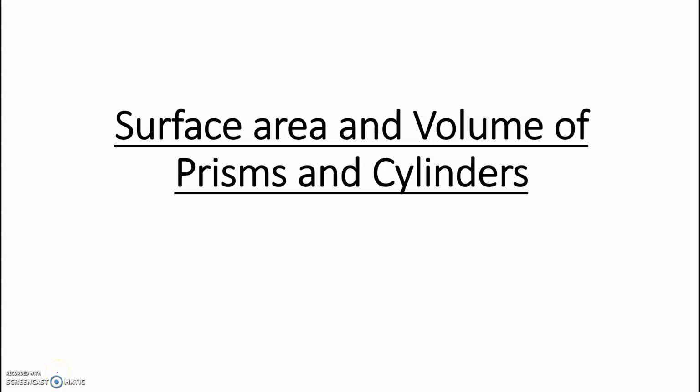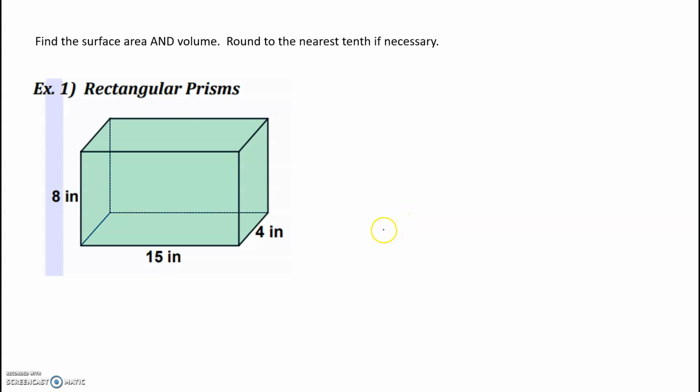Hey guys, today we're going to move into surface area and volume of prisms and cylinders, because they do kind of use the same formulas. So let's start with a prism. The way you name a prism is based on the bases. So in this shape, the bases are both rectangles, so you would call this a rectangular prism.